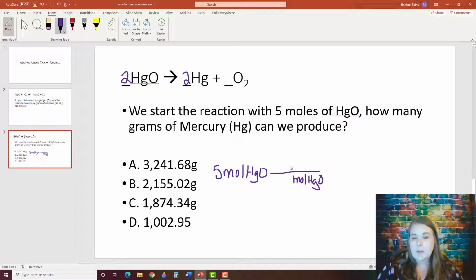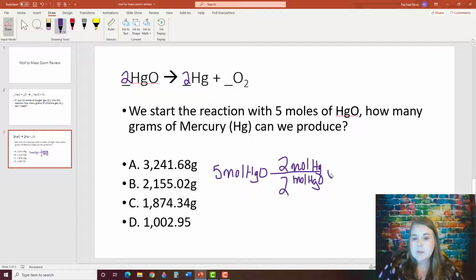And then the top unit is the other thing we want to go into. So I don't want HgO, I want Hg. So the way I get there is doing the mole conversion bridge sort of thing. Hg, take the units in front. I have a 2 in front of Hg and a 2 in front of the HgO. When it's moles over moles, that's where you use the equation.